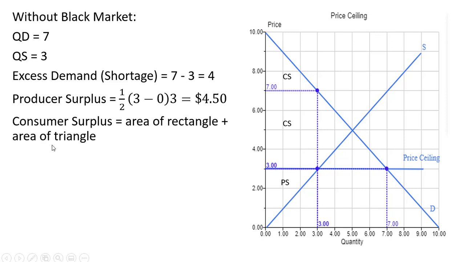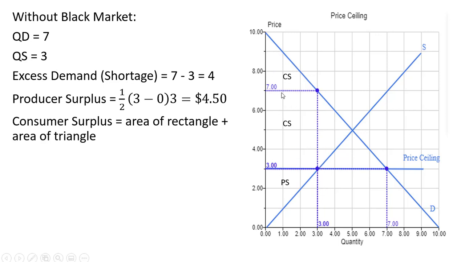In terms of consumer surplus, it's going to be 2 areas. It's going to be an area of a rectangle and an area of a triangle. So in general, it's just the difference between the height of the demand curve and the price, in this case, the price ceiling of $3. So the difference between the height of the demand curve and the price, all the way up to that last unit purchased by consumers, which is the 3rd unit. So we want to calculate this area here.